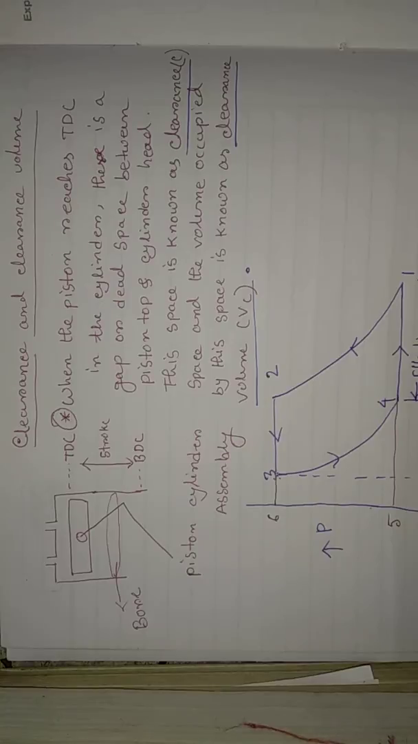Welcome back, students. Today we'll discuss clearance and clearance volume. Before we go to clearance and clearance volume, we already have some idea about the reciprocating compressor and the different types of compression process. That is basically the polytropic process, the isentropic process, and the adiabatic process, which is sometimes also called the isentropic process. So today's class will be on clearance and clearance volume.